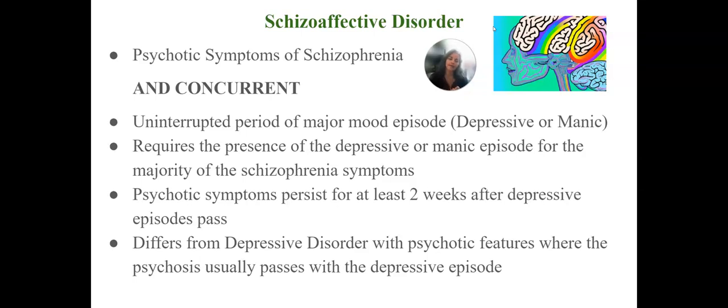So again, you have to have the depressed or manic episode, and then you have the psychotic symptoms. In order to meet this diagnostic criteria, the psychotic symptoms carry on for about 2 weeks after the episodes pass. So after the mood episodes pass, you still have these psychotic symptoms, which again is what differentiates it from a mood disorder with psychotic symptoms. Now this is a schizophrenia spectrum disorder with mood elements as well. And so there is that differentiation between the two.